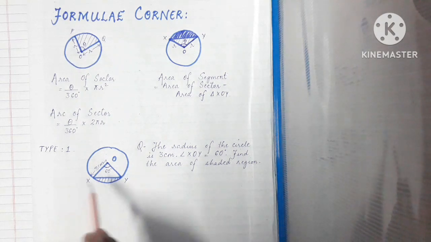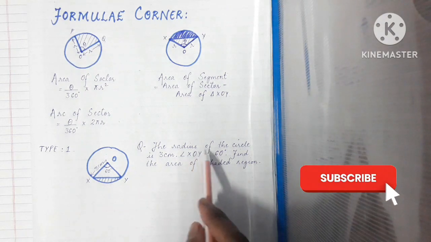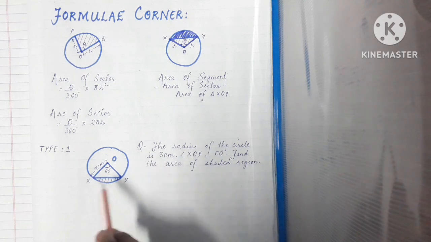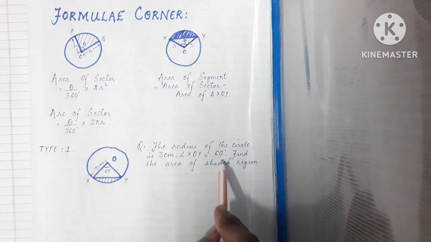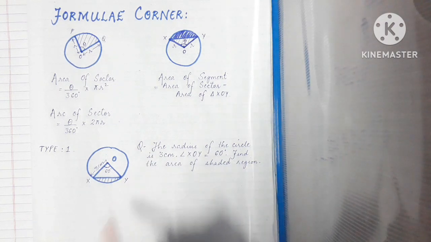So this is the type 1 question. Question is, the radius of the circle is 3 centimeter. Angle XOY is 60 degree. Find the area of shaded region.